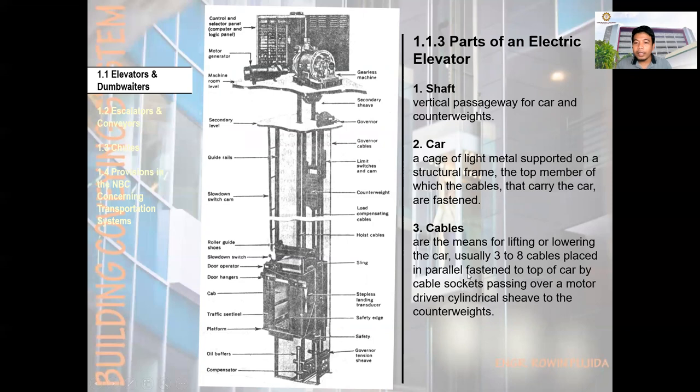Next, we have the cables, which are the means for lifting or lowering the car. Usually 3 to 8 cables are placed in parallel, fastened to the top of the car by a cable socket, passing over a motor-driven cylindrical sheave to the counterweight. So I think we all see what an elevator is. No?